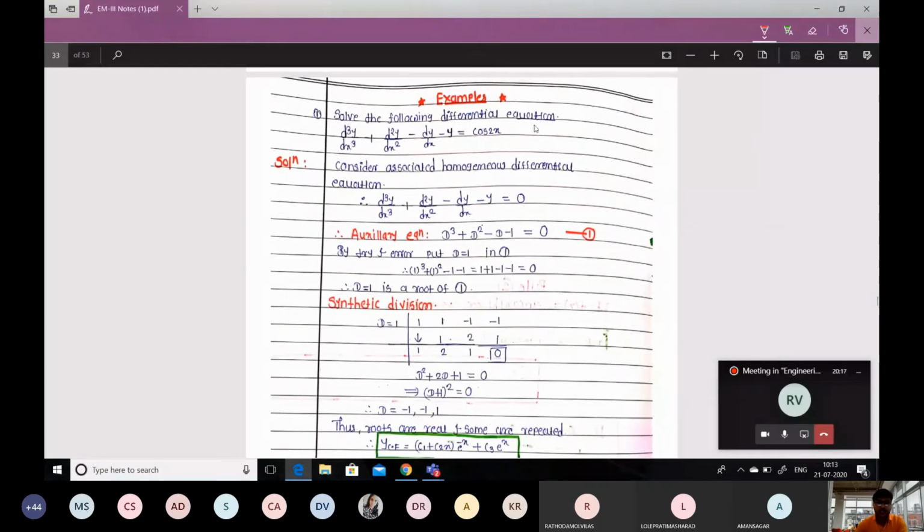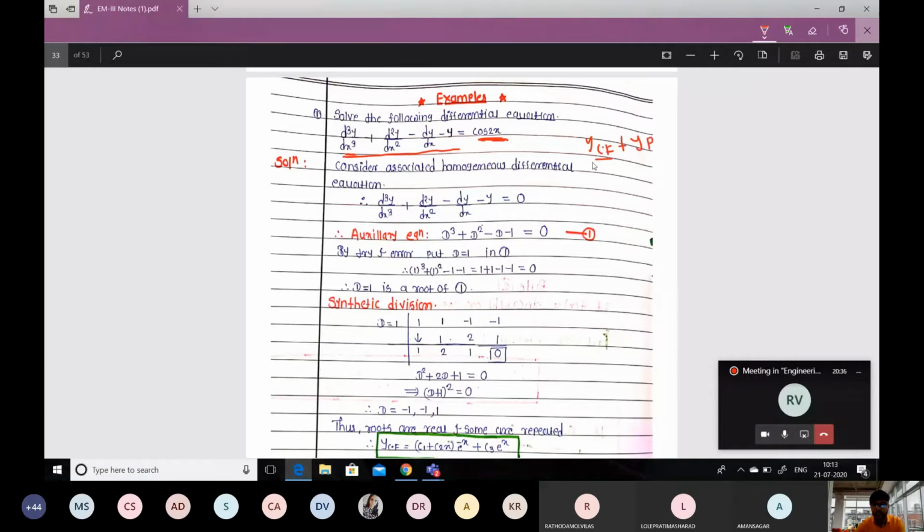Solve the following differential equation. This is the given differential equation: d cube y by dx cube plus d2y by dx square minus dy by dx minus y is equal to cos 2x. Now we can see at the right hand side there is a trigonometric function cos 2x. The process is very simple. We need to find ycf and yp.